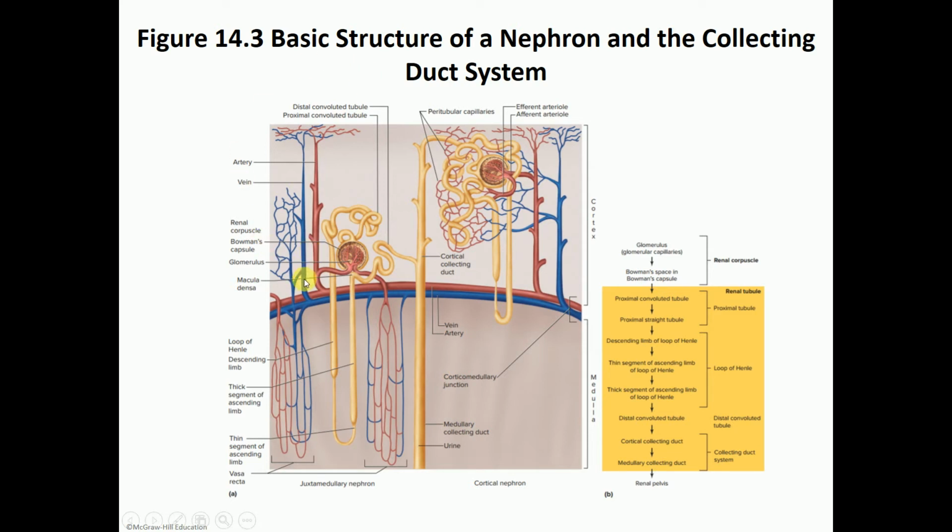In addition to the peritubular capillaries, you see here that the nephron loop is related to these blood vessels found in the medulla, and these blood vessels are known as the vasa recta.